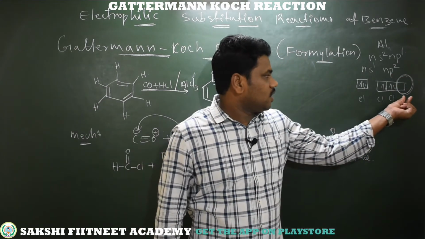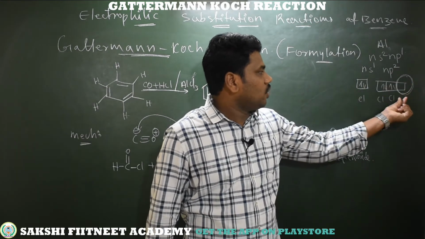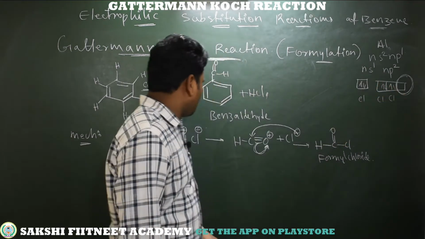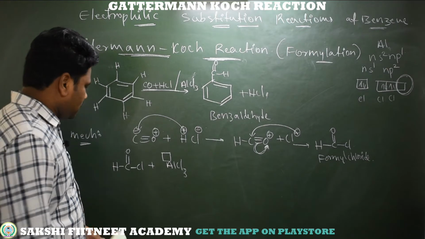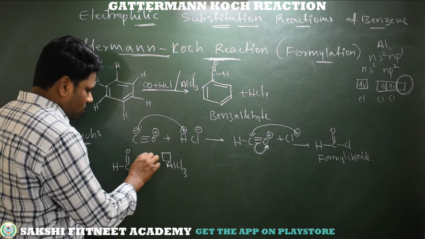So here, due to this one empty orbital, aluminium is always ready to accept a non-bonding pair of electrons. That's why we call AlCl3 a Lewis acid. So now this AlCl3 is accepting Cl minus, that means negative bond electrons.